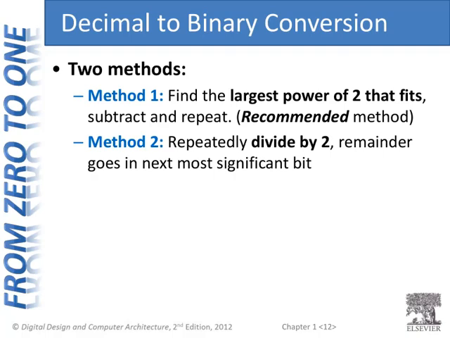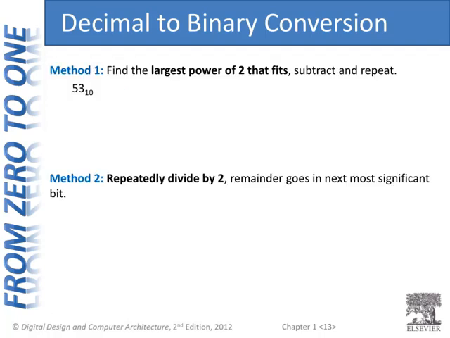We can also convert from decimal to binary. There are really two methods. The first method is the recommended method, but I'll show both methods just so you can have some redundancy, and we'll use the second method for some other bases. All right, so the first method is to find the largest power of 2 that fits into a decimal number, subtract it from that decimal number, and repeat. Method 2 is to repeatedly divide a decimal number by 2 and put the remainder in the next most significant bit. Okay, so let's focus first on method 1, finding the largest power of 2 that fits in the decimal number. So here's method 1.